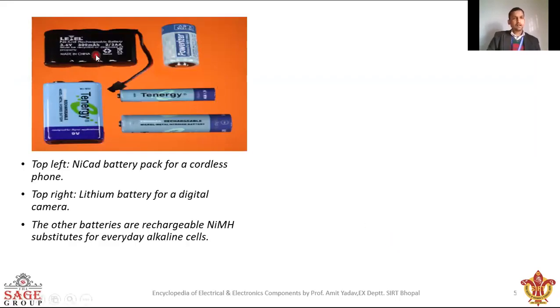Here in this picture, you can see some types of rechargeable battery. The top left is a battery pack of the nickel cadmium battery, which is basically used in a cordless phone. In the top right, we have the most famous lithium battery, which we normally use in a digital camera. And in the bottom, we have the nickel metal hydride battery.